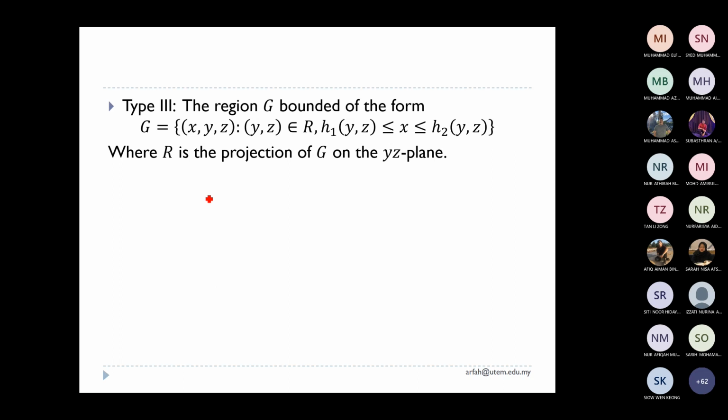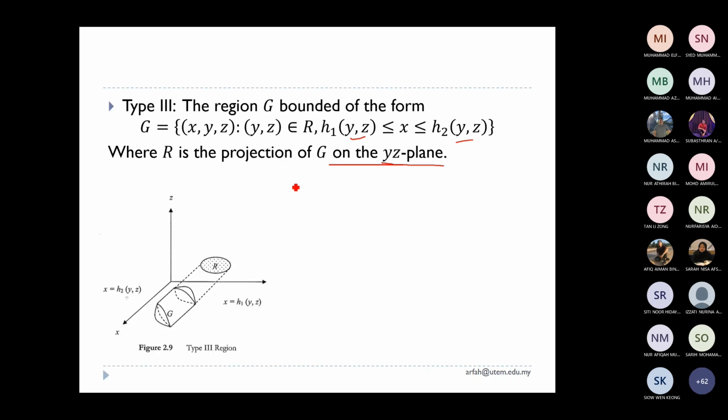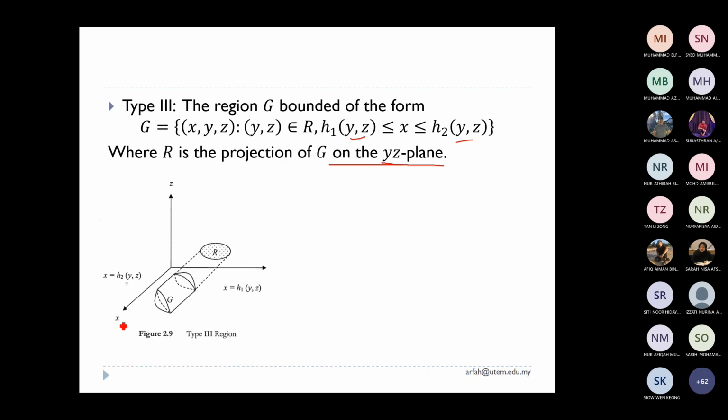The region G is bounded of the form of G, x, y and z, by which X will be the one in the form of Y and Z, where R is the projection of G on the YZ plane. So from here, you have this is X, Y and Z, and then you can see the region that we are interested in is located on the axis of Z and Y. So this is the base, the region R here. And your solid, if you do the sketching, your solid will be berbaring, but dia punya projection tu dekat, apa nama dia, ZY plane.